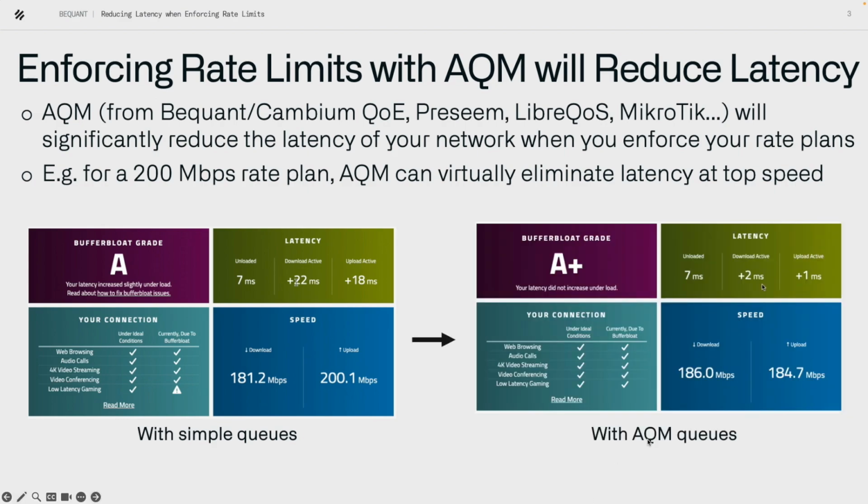However, with the AQM queues from Bequant, the results are much better. It's only a 2 millisecond, 1 millisecond increase at top speed in latencies, and so the network is considered an A+ network and okay for low latency gaming for all applications.